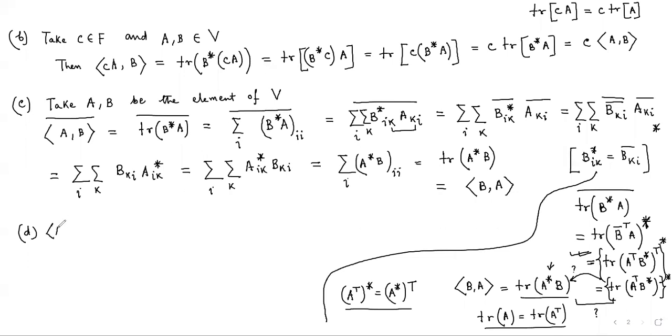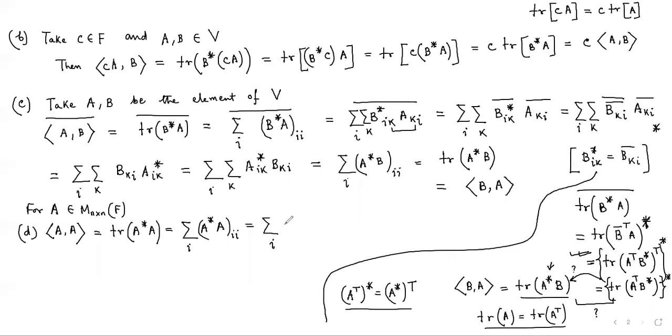Okay. Now for a matrix capital A belonging to M n cross n F, this becomes trace of A star A, and like my previous rule, I can again write it as the sum of A star A ii. In a similar manner, we can write it as summation over i, k of A star ik and A ki. Same process will be applied over here.